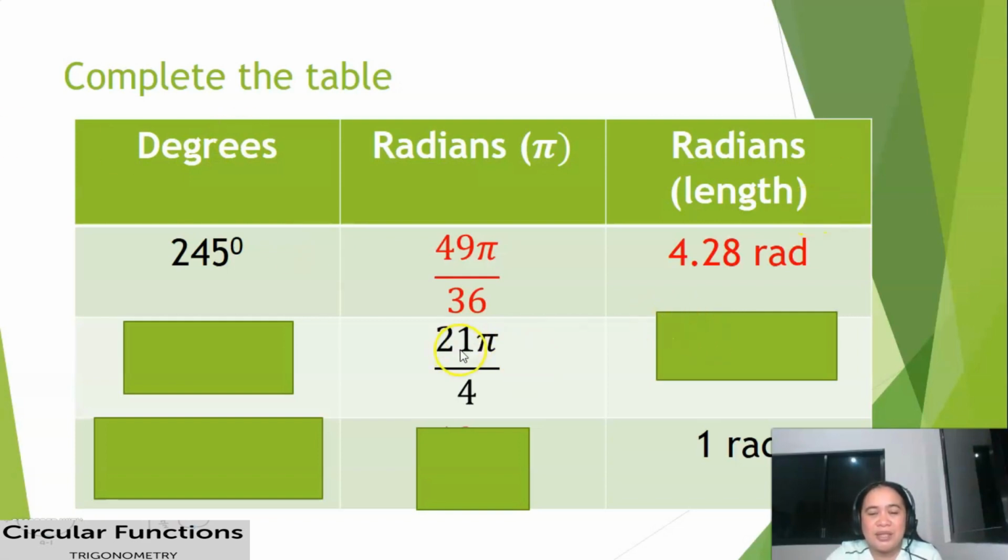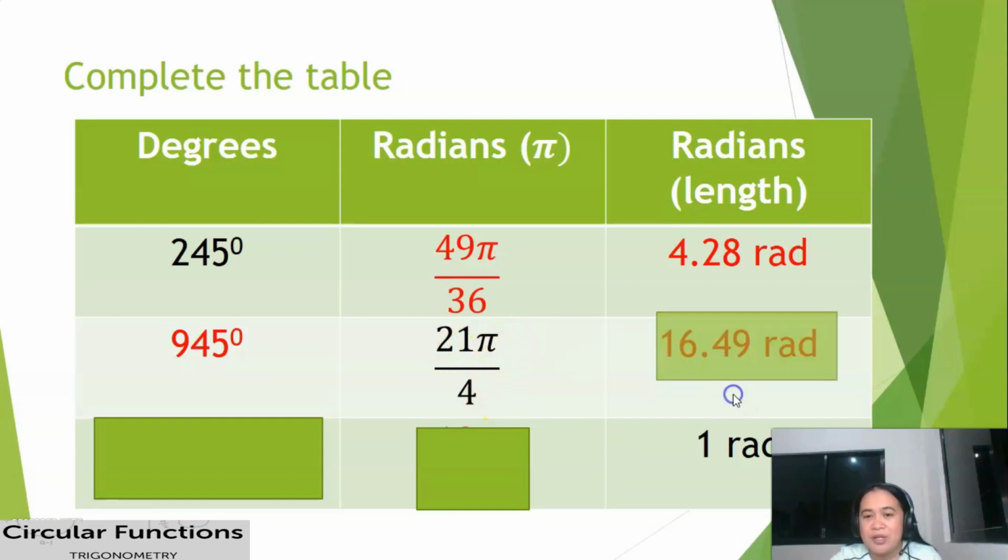Okay, next, 21 pi over 4. So convert here. That would be 21 times 180 divided by 4. You'll get 945 degrees. And convert to radians in length. So 21 times 3.1416 divided by 4. You'll get 16.49 radians.